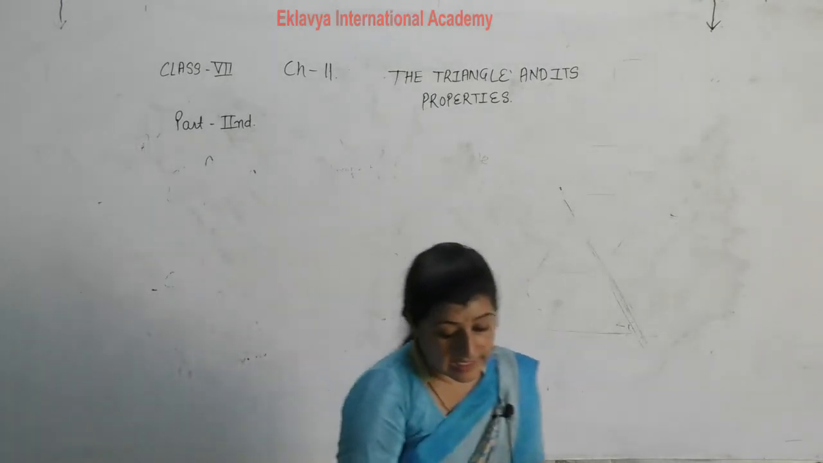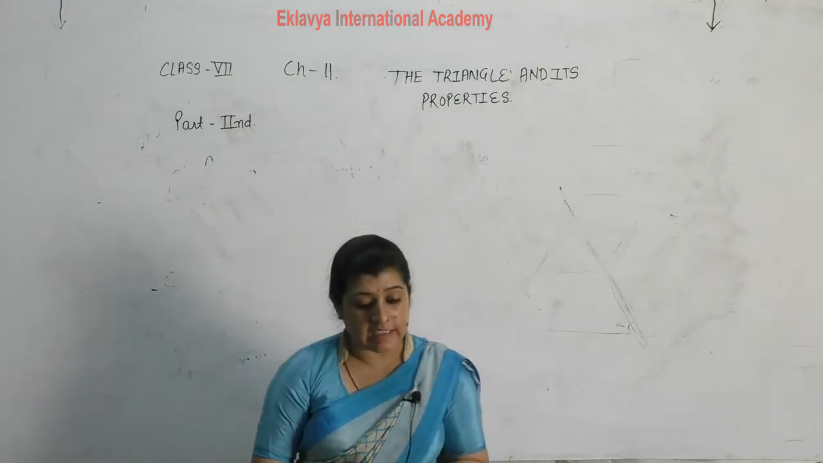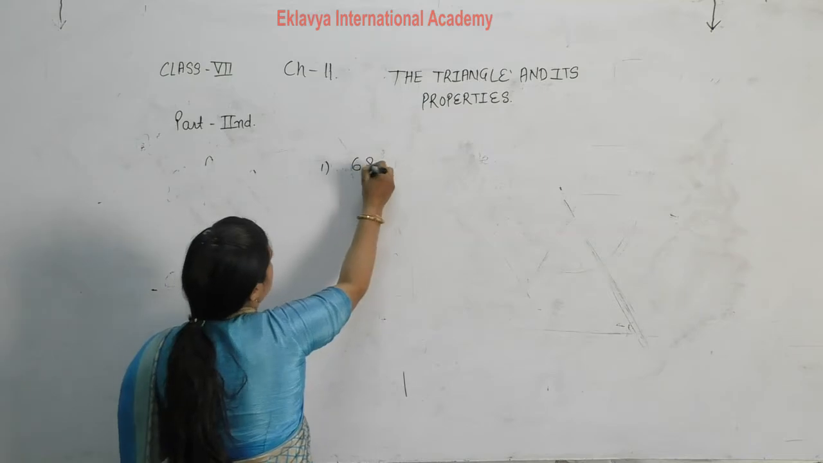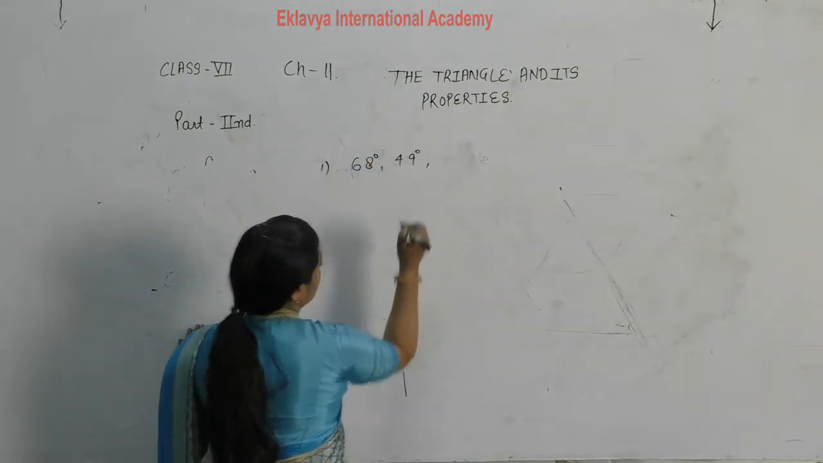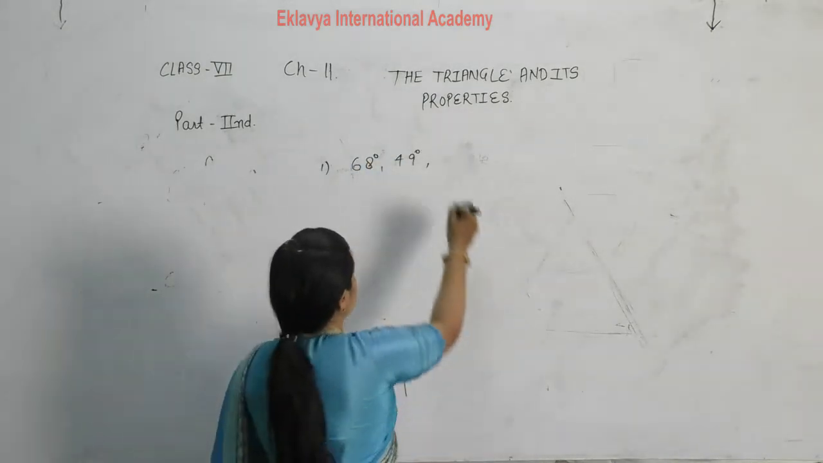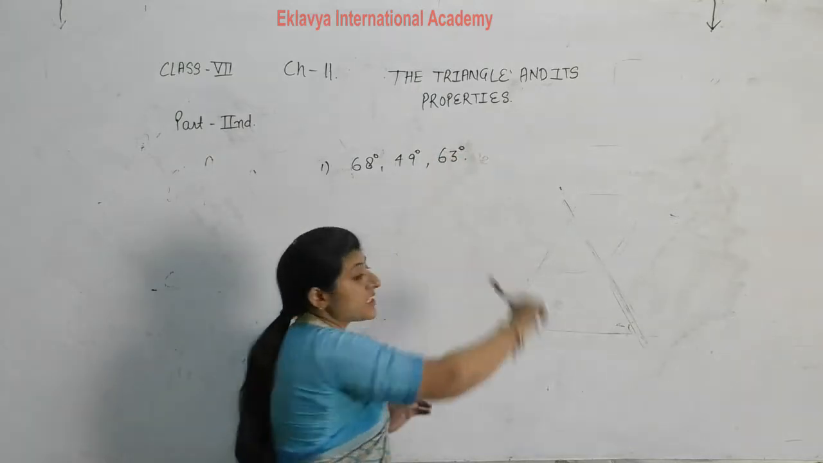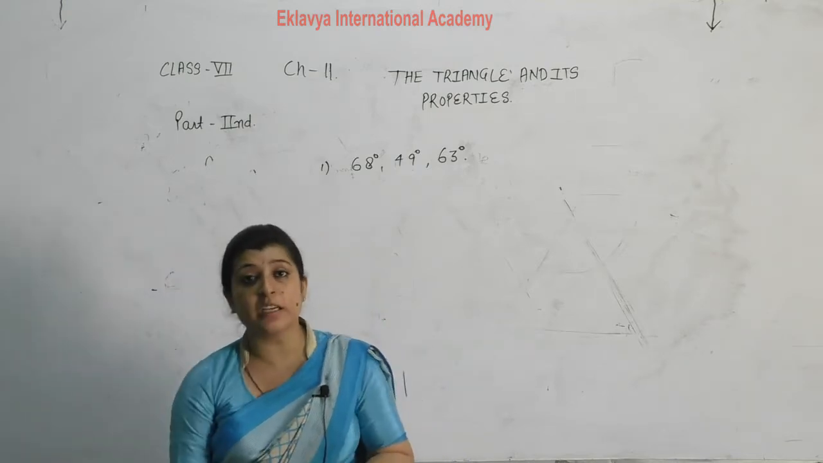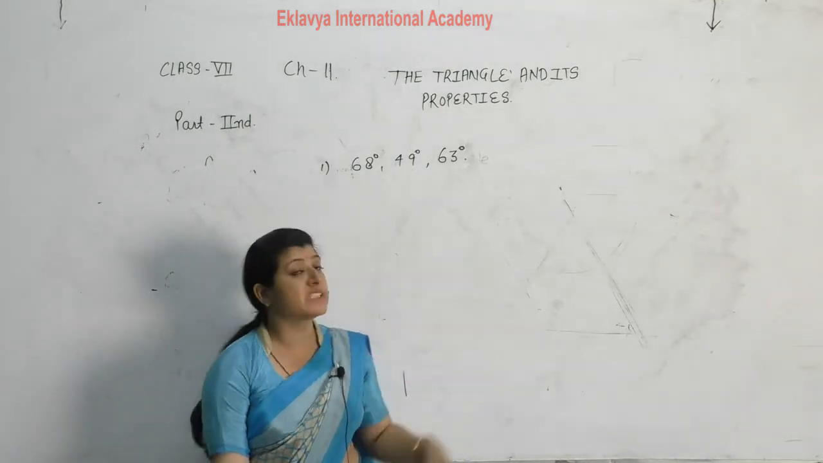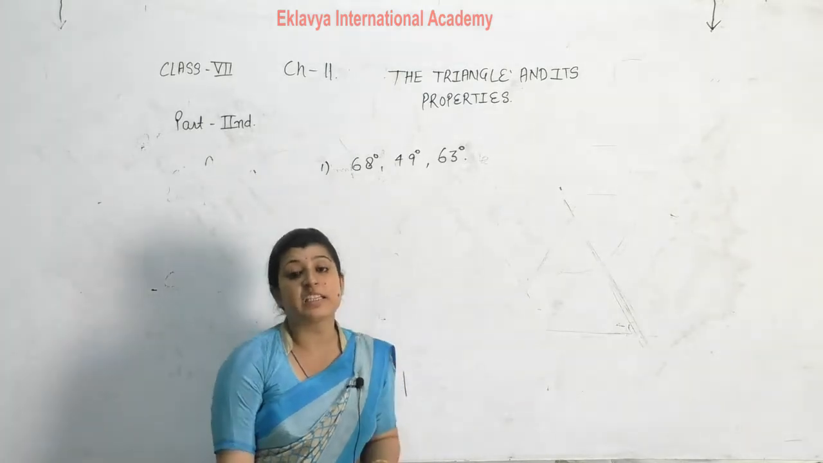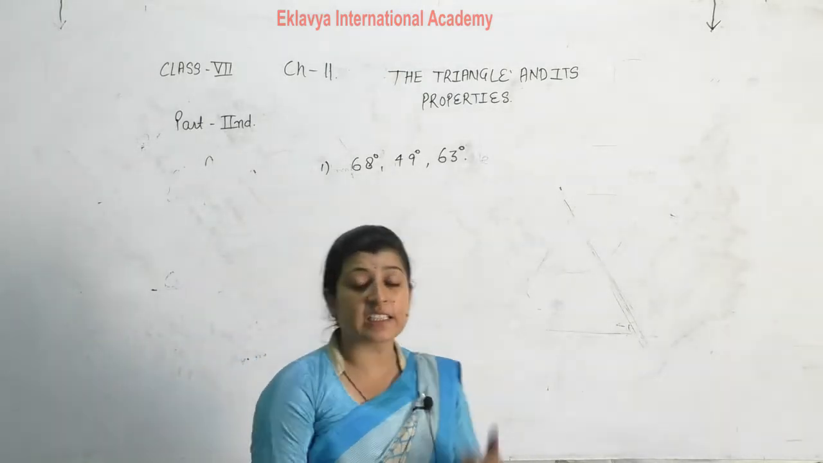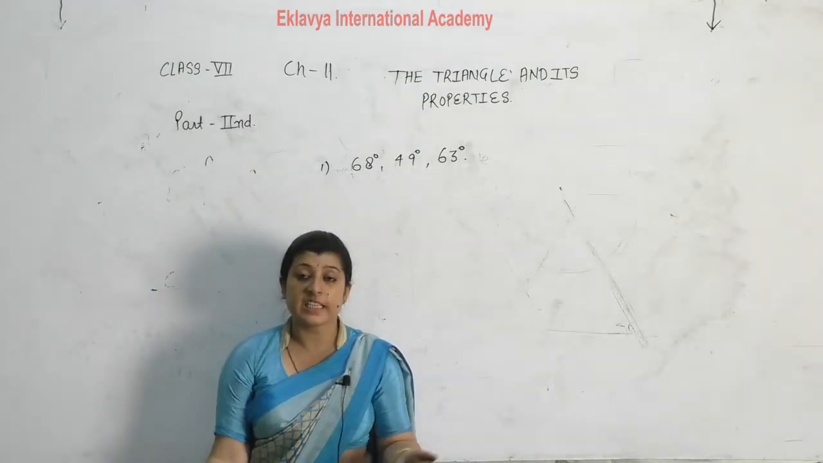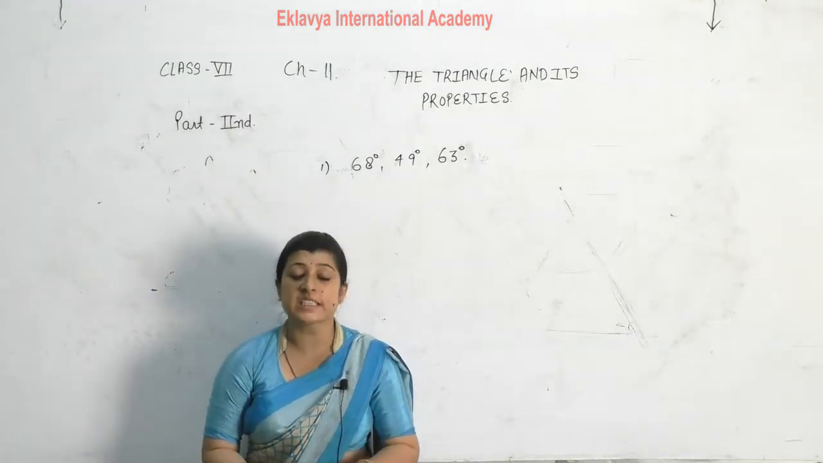Next example. State in which of the cases the angles can possibly be those of a triangle. The question gives you 68 degrees, 49 degrees and 63 degrees. In easy language, is it possible to make a triangle from these angles? A triangle can be formed only if the sum of these three angles is 180 degrees, then we can form the triangle from these angles, otherwise not.